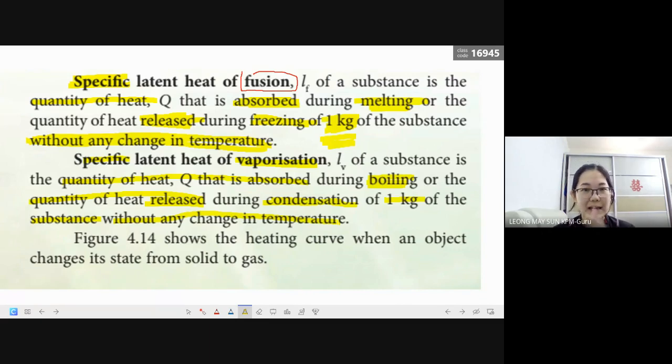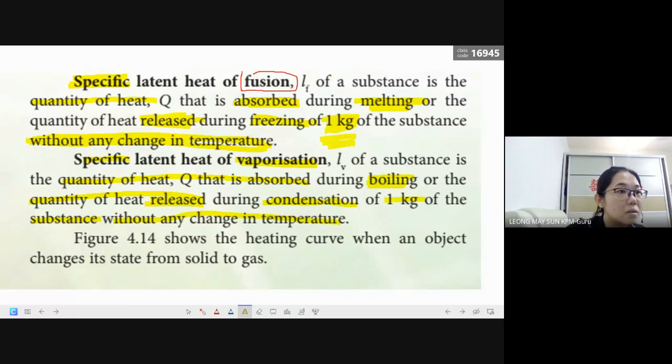Specific heat capacity has two numbers there: 1 kg, 1 degree Celsius. Now, specific latent heat is whereby a substance changes its phase, its state of matter, which means from solid to liquid, liquid to gas. For specific latent heat, I only need to see the number of 1 kg, but without any change in temperature. Specific heat capacity must change the temperature by 1 degree Celsius.